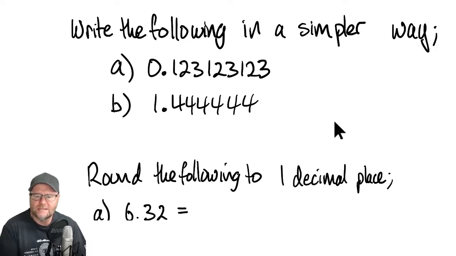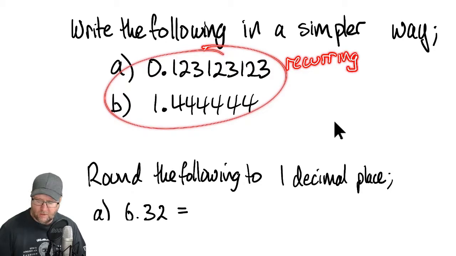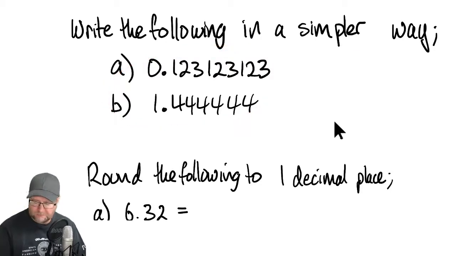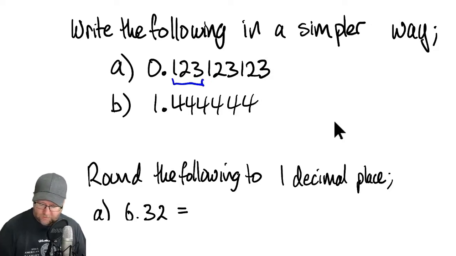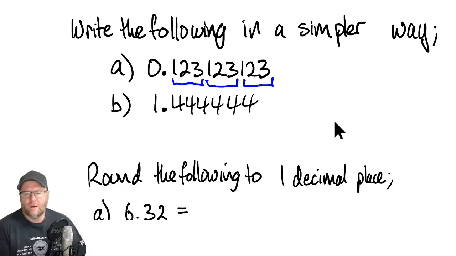Now, write these in a simpler way, and you'll notice these are both what we call recurring fractions. There's a number that goes on and on and on, so we call them recurring. So how do we write them in a way that doesn't go on and on? I can see this pattern repeats. 1, 2, 3, 1. Right, let me just fix that up. The 1, 2, 3 bit repeats. The 1, 2, 3. The 1, 2, 3. So that would go on and on forever.